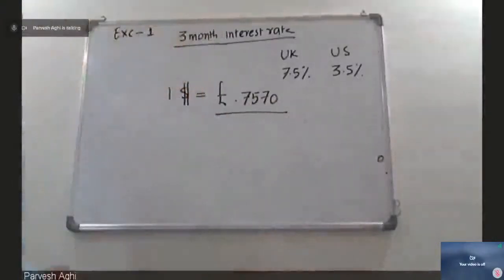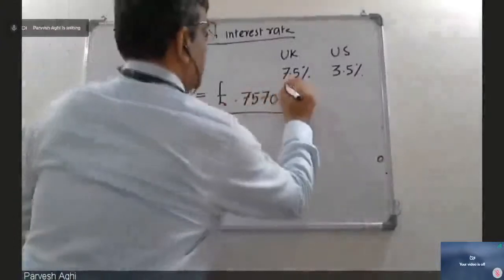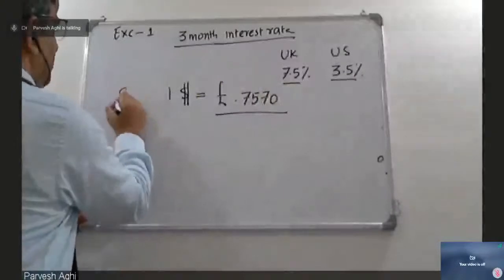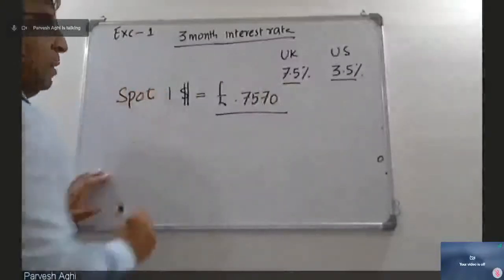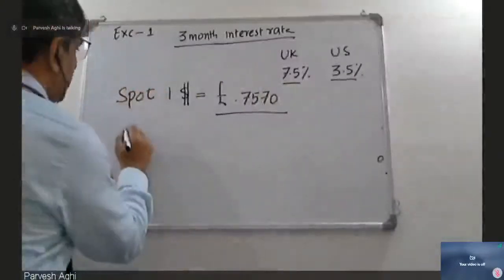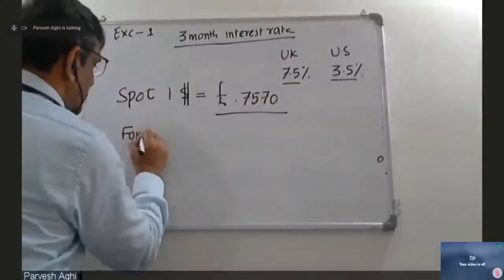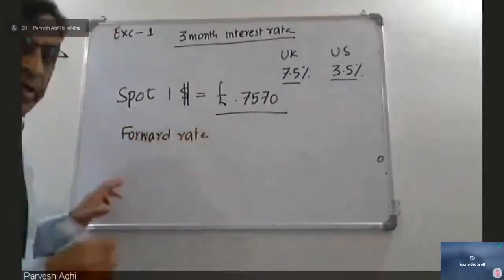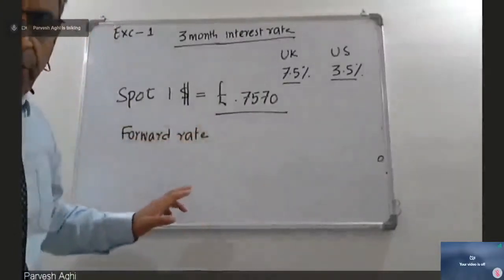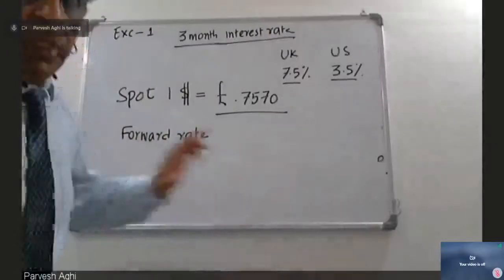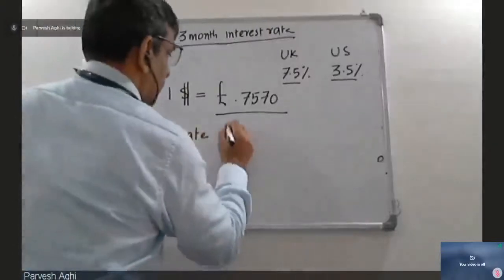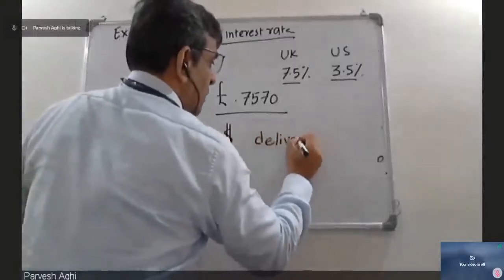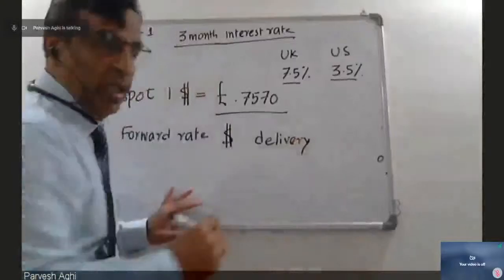So now coming back to the question. In UK, the interest rate is 7.5. In US, it is 3.5. So this is the spot rate which is given to us, and we are supposed to find the forward rate. What is the forward rate of dollar for delivery on 30th June?